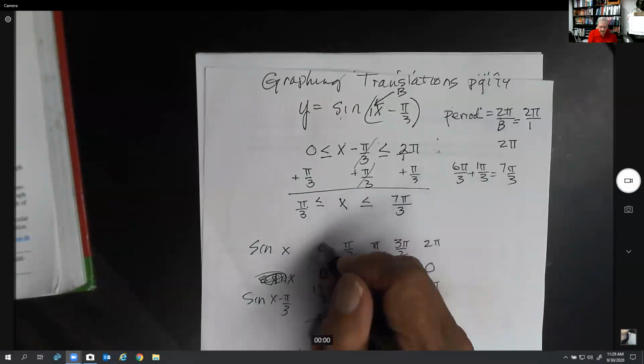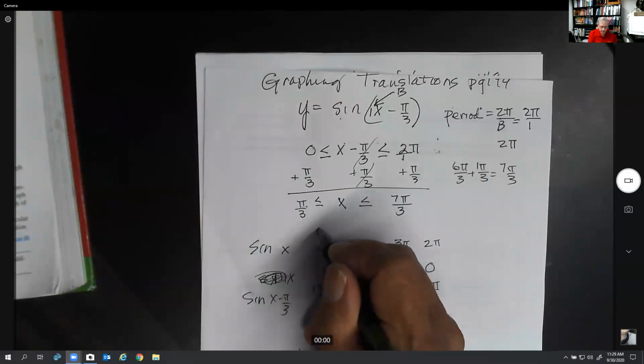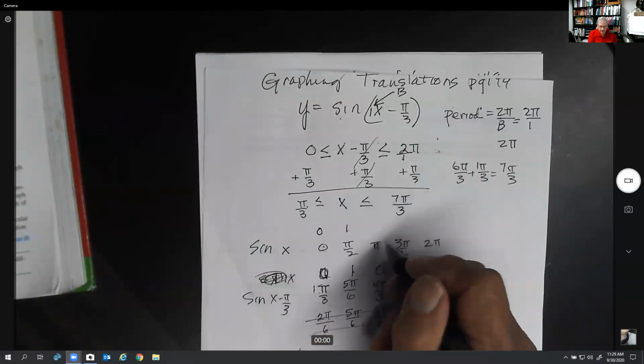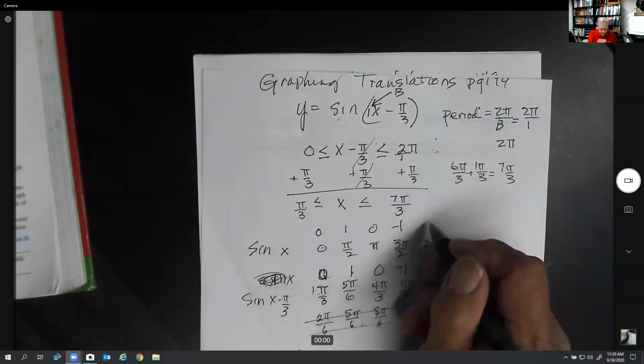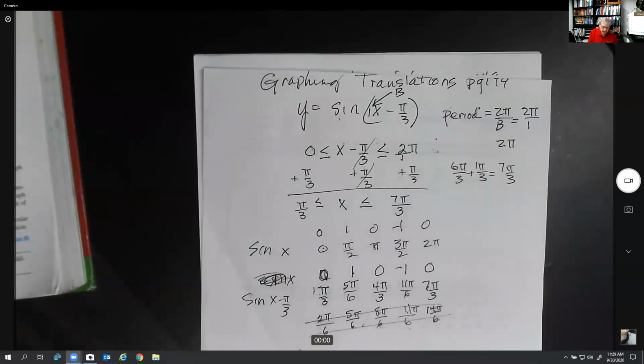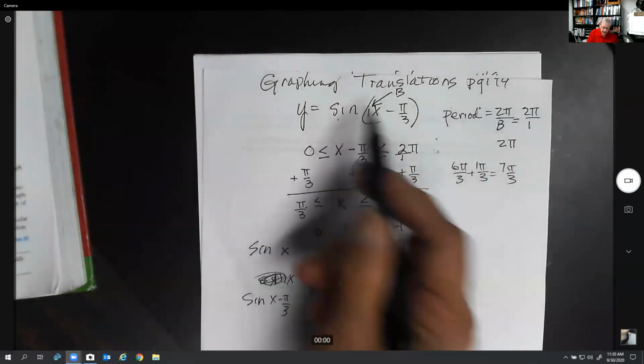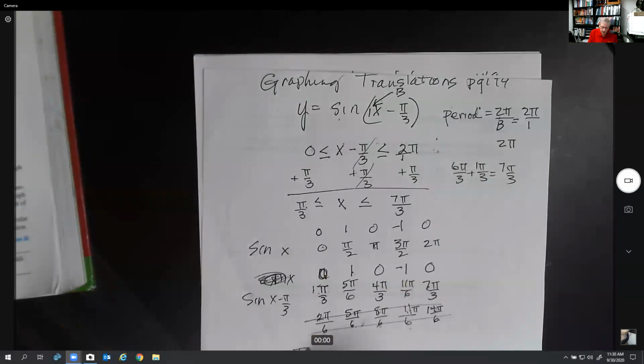The sine is what? At 0, it's 0. At pi over 2, it's 1. At pi, it's 0. At 3 pi over 2, it's -1. And finally, at 2 pi, it's 0. There's no number in front of the sine, so we're just going to go up 1 unit. Our center line is going to be 0. So starting at this point, we're going to be at 0, not at the origin, but over here. Then we're going to go up to 1, back down to 0.